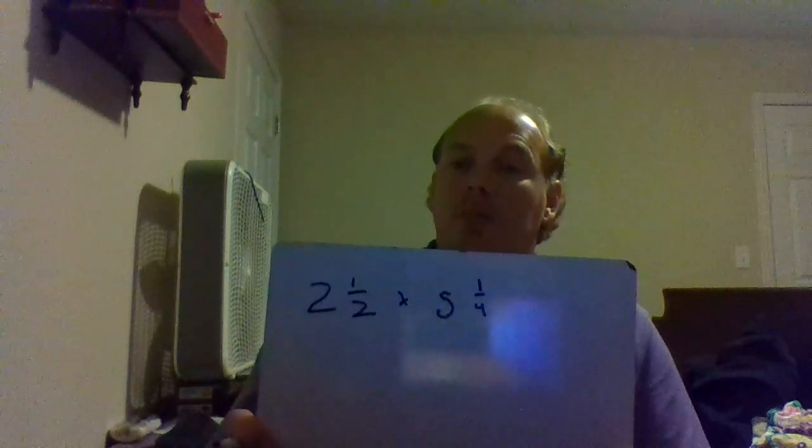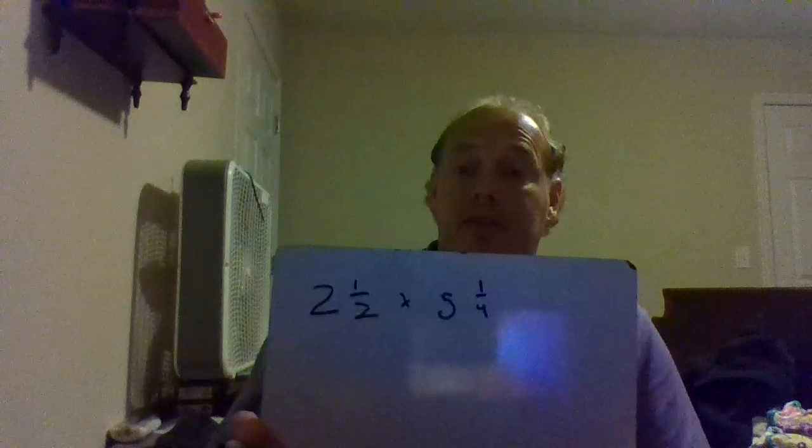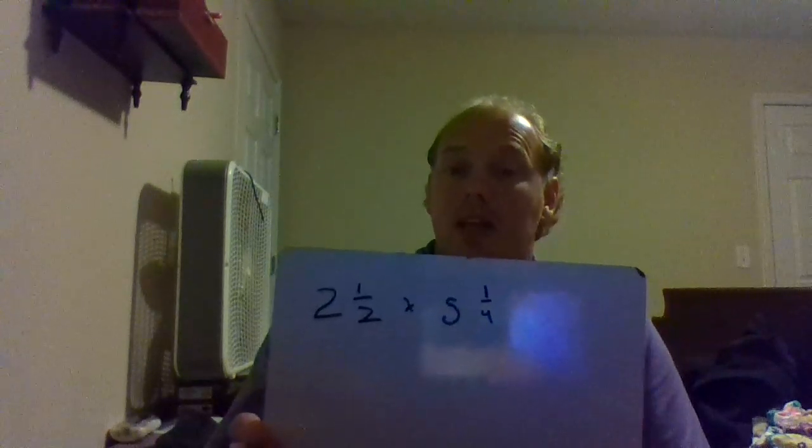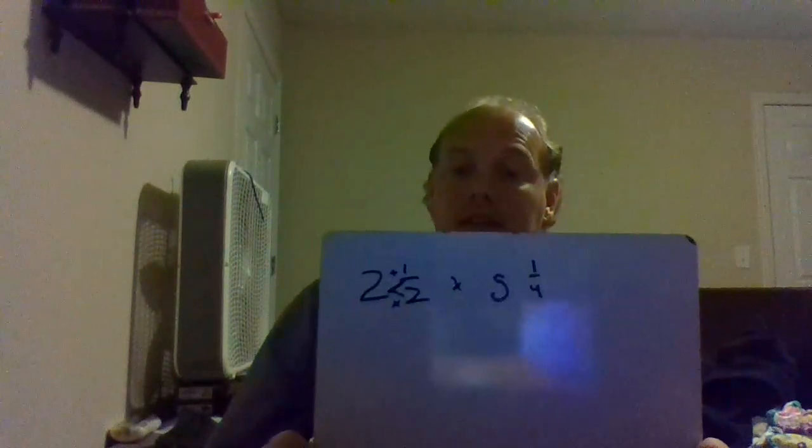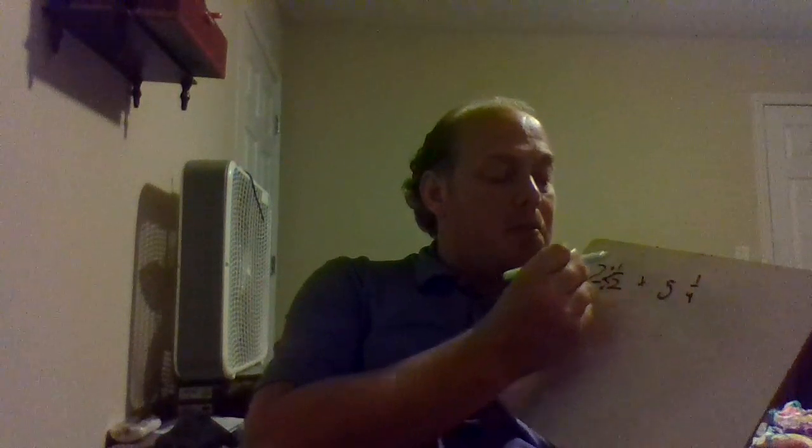Now, as you may recall from our previous videos from last week, the way we convert a mixed number into an improper fraction is we multiply at the bottom and add at the top. So we multiply 2 times 2 and add the 1, like so. So 2 times 2 is 4 plus 1 is 5. Now we're going to keep your number on the bottom. So we're going to keep the 2.